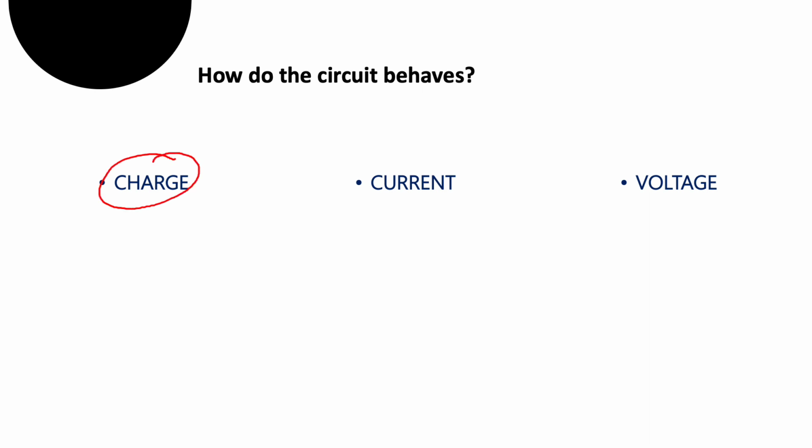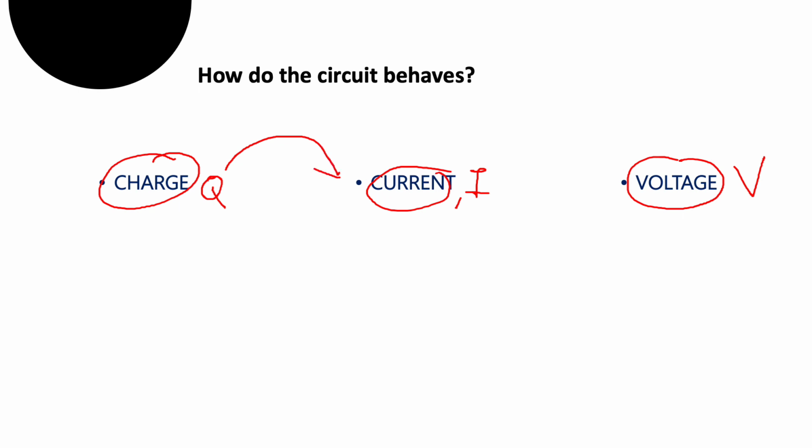For this chapter, there are three very important quantities. The first one is charge, which we will always denote with Q. The second one is current, I, and the third one is voltage, V. So you're going to see the relation between charge and current, and between current and voltage.